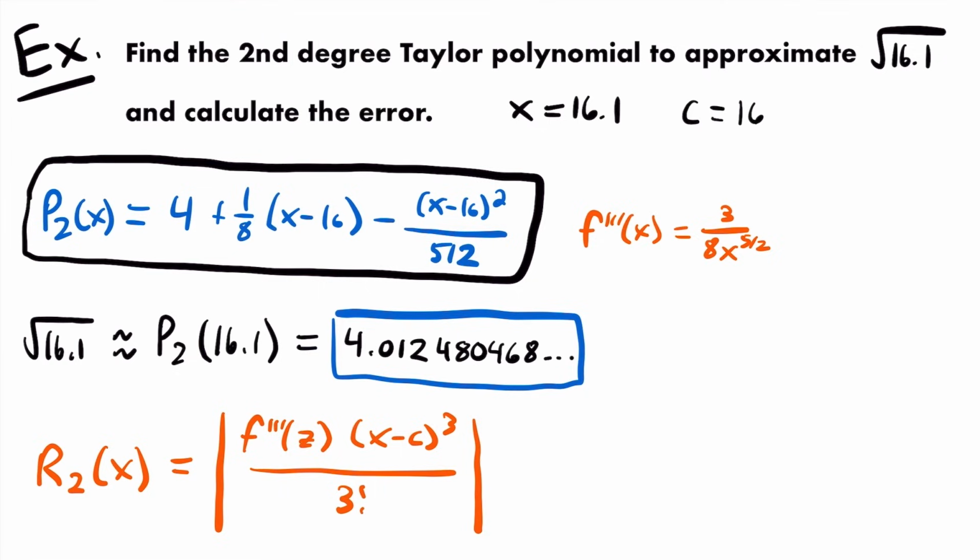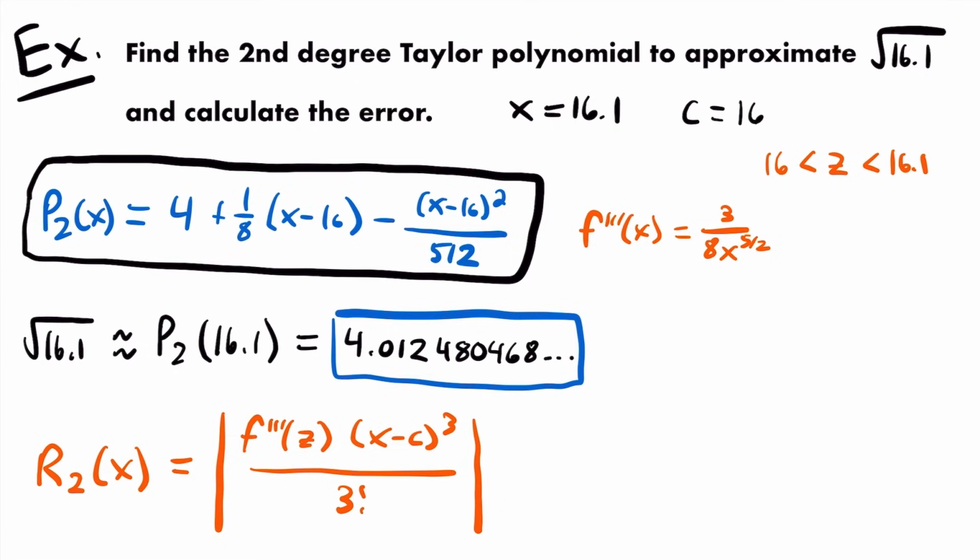Now in this case, what should our value of z be? z is always between x and c. In this case, c is the smaller value and x is the larger value. So we know that z is between 16.1 and 16, but which of these values will result in a larger value for our third derivative?